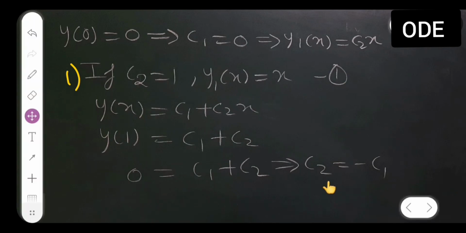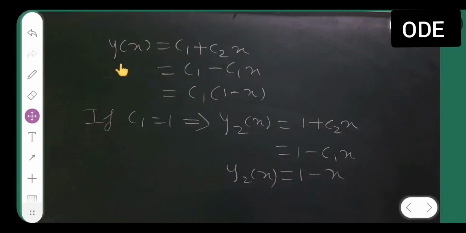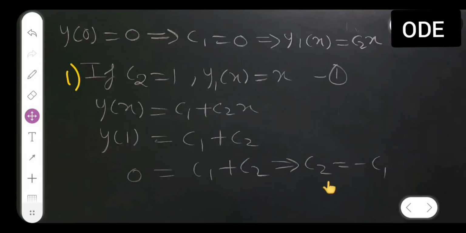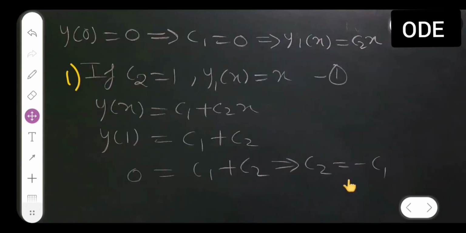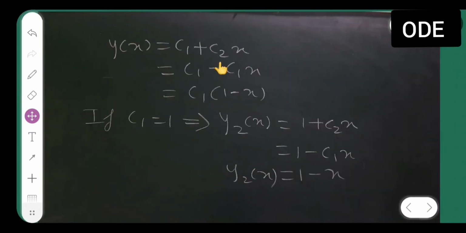Next is what? Take the general solution and then substitute this c2 value in that, okay? y of x is equal to c1 plus c2 of x, then this is equal to c1, write it as it is. What is c2? c2 is nothing but minus c1. So minus c1 and x, write it as it is. Then c1 is common, so this is equal to c1 times (1 minus x), okay? Now suppose I take c1 to be 1, it implies what?